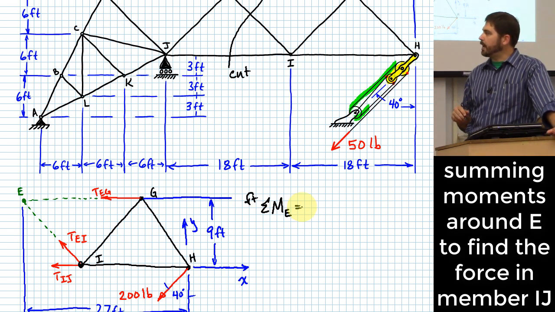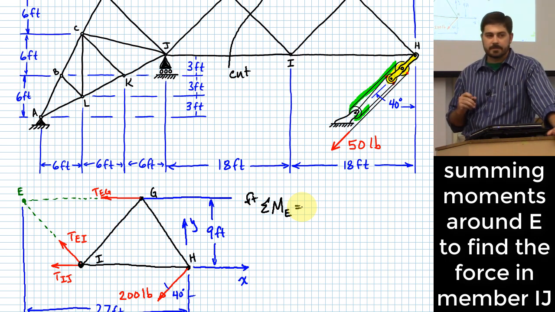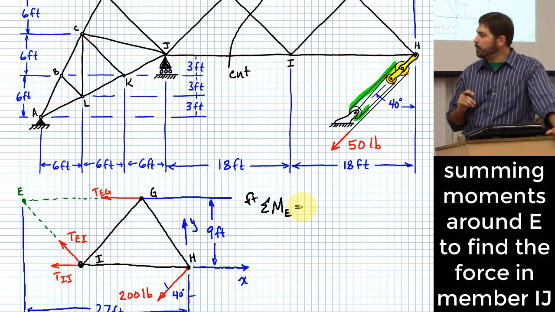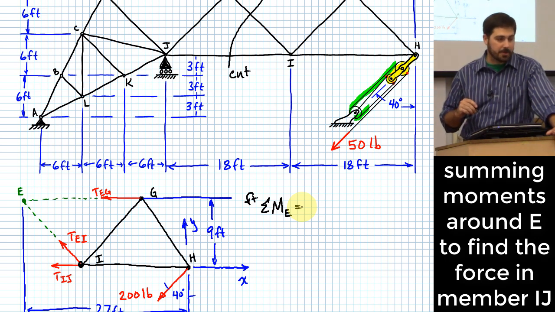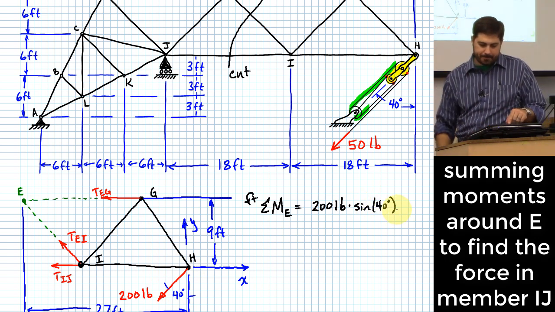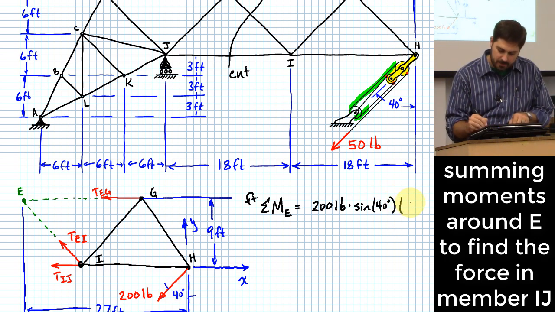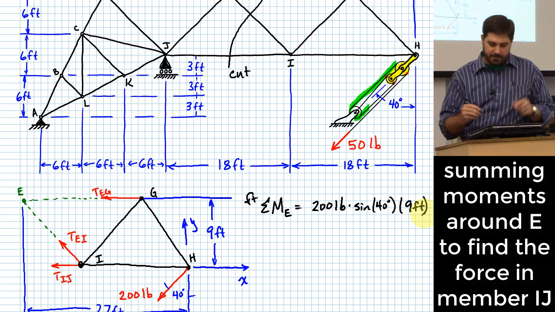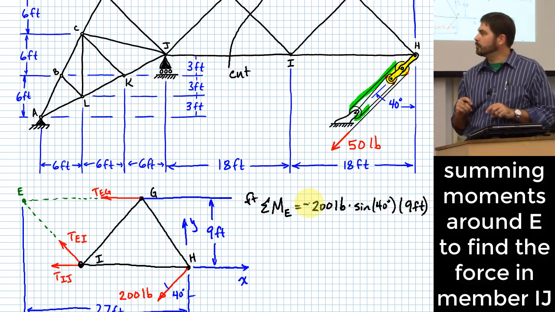Okay. And what components do I have that cause moments around E? Okay, I have the two components that I need to deal with for the force at H, right? So let me put those in first. I'll have a clockwise effect happening due to the horizontal component applied at H, right? That horizontal component is going to be 200 pounds times what for the horizontal? Sine 40 degrees, okay? Multiplied by 9 feet, right? Horizontal force component times vertical length component. And it should be negative. Okay, good catch on that.